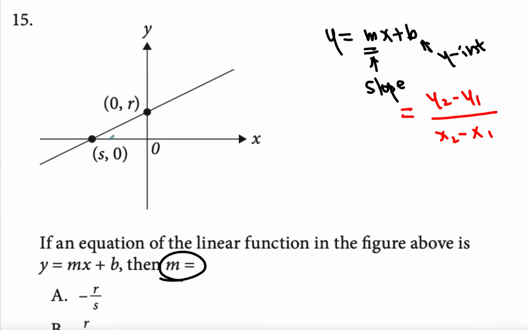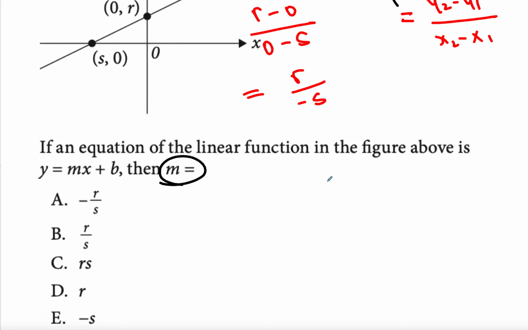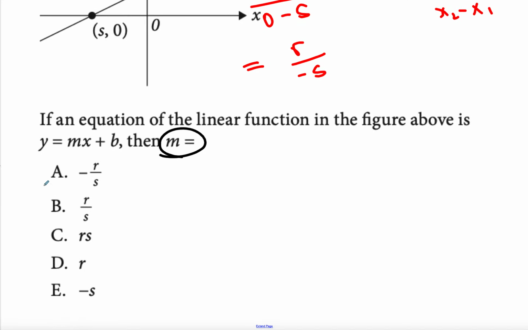So between these two, let's try to find y2 minus y1. y2 is r, minus y1, which is equal to 0, so r minus 0. In terms of x, we have to keep the same order. So first we go for 0 minus x1, which becomes s. And what do we end up getting, guys? We have r over negative s. So which one of them represents r over negative s? Oh, choice A. That becomes our answer.